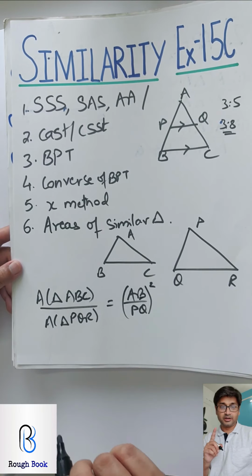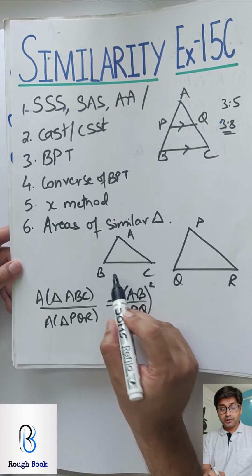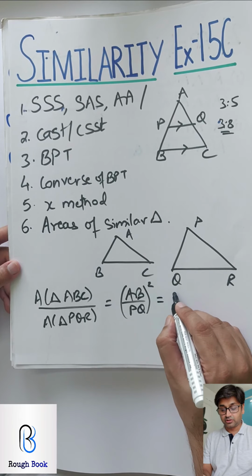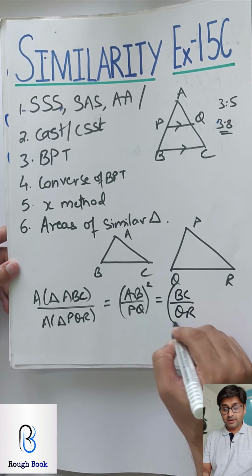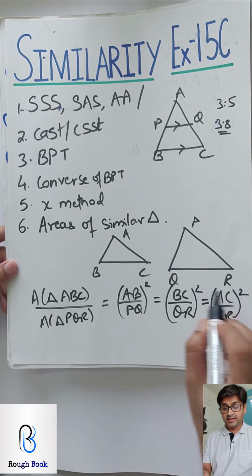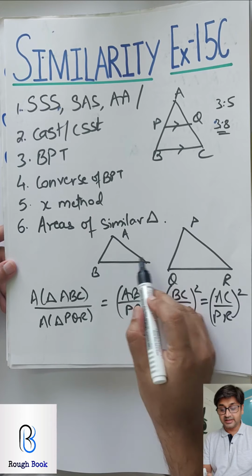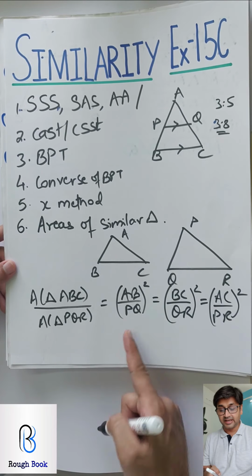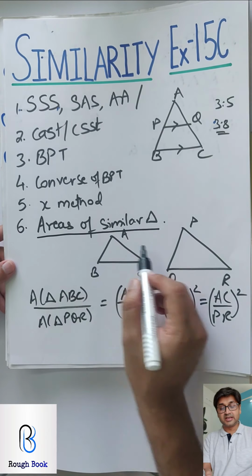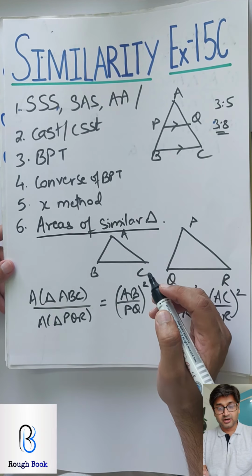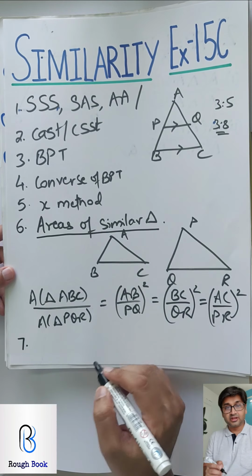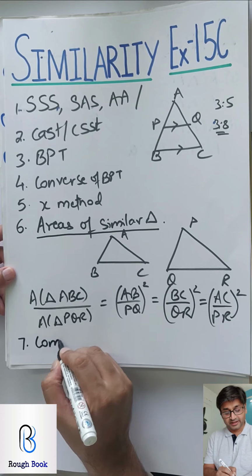Any one side you can take, either AB and PQ, or BC and QR, or AC and PR. So I can also take BC by QR, but in one-to-one correspondence, AC upon PR. I can't take AC and PQ, not possible. AC and PR, one-to-one correspondence, any one. All three are equal. When you use this, you call it areas of similar triangles.